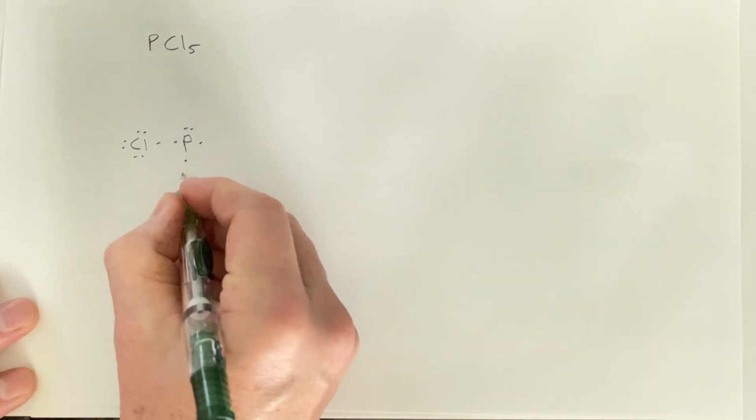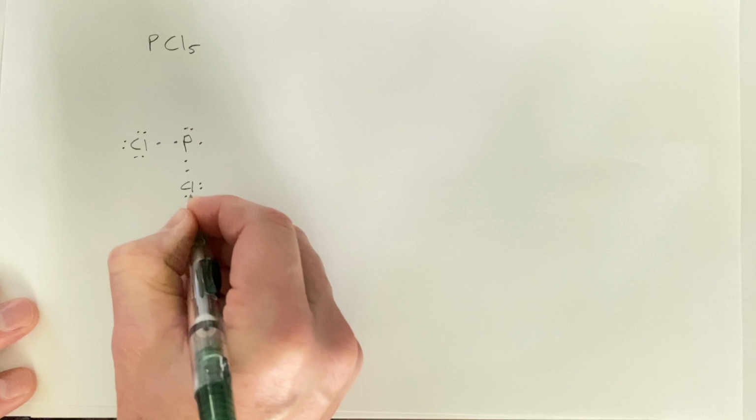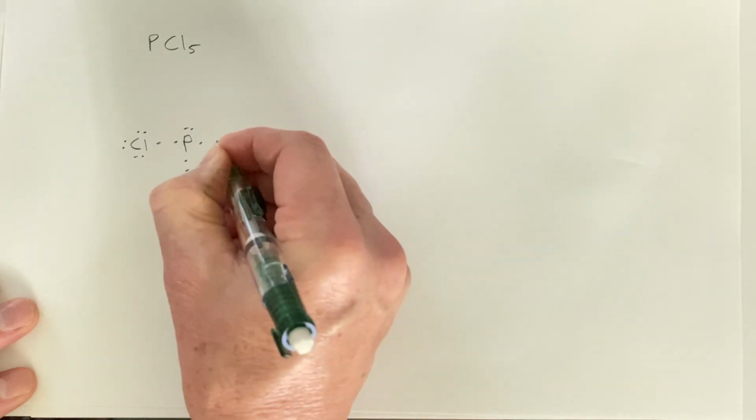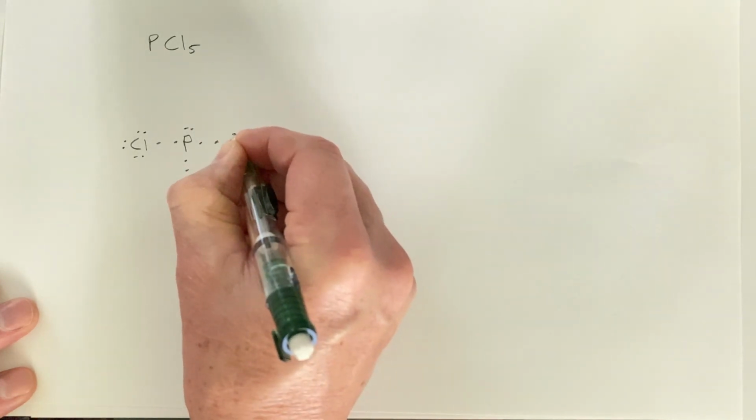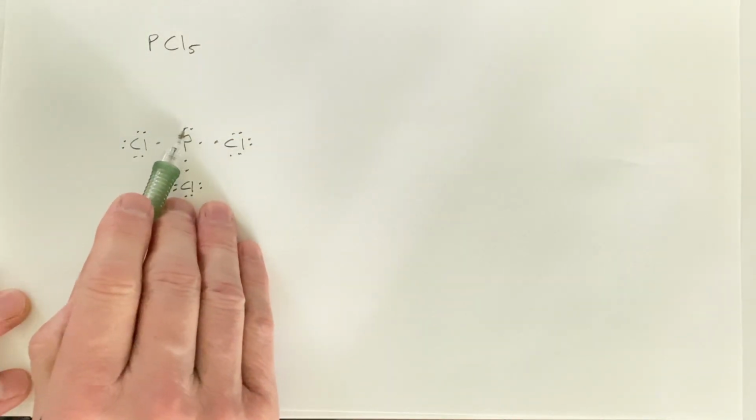We will bring in another chlorine atom with its 7 valence electrons, another chlorine atom, and as we look at this, we realize, well, this is a lone pair of electrons, but I have nowhere else that I can attach my additional 2 chlorine atoms.